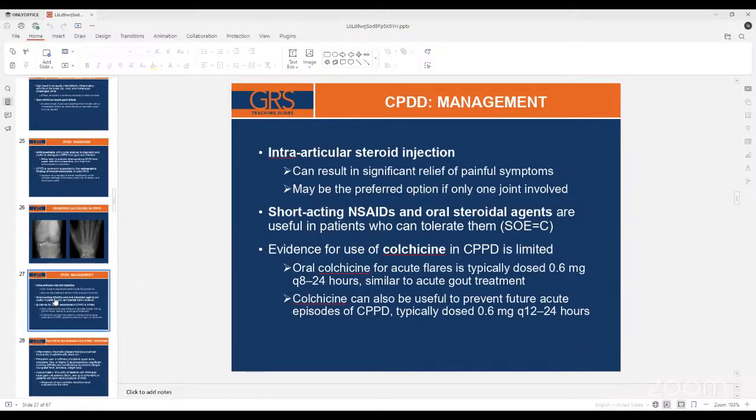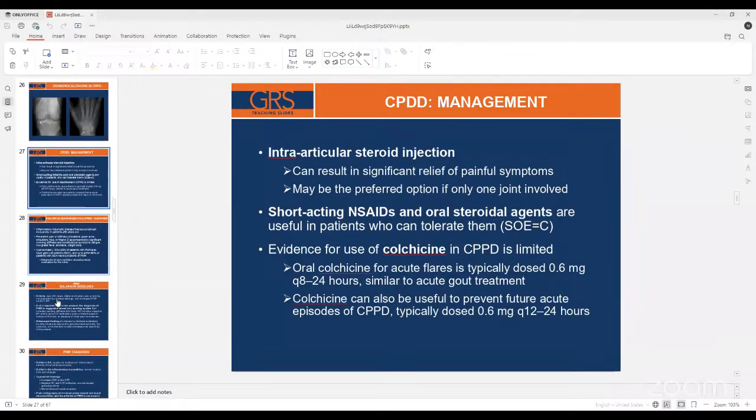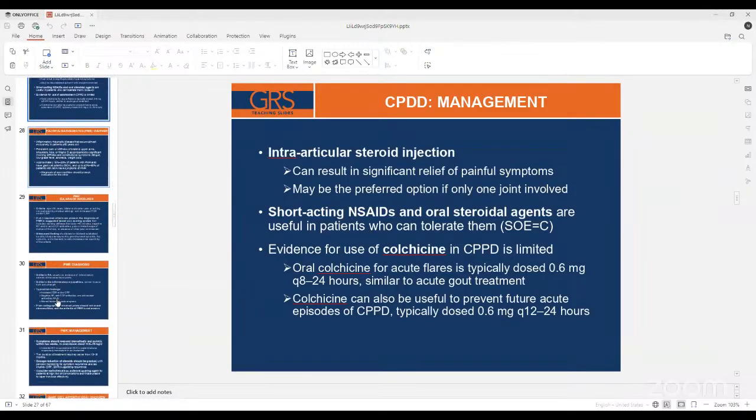The management of CPDD is intra-articular steroid injection. This can result in significant relief of painful symptoms and may be the preferred option if only one joint is involved. Short-acting non-steroidals and oral steroidal agents are useful in patients who can tolerate them. Evidence for the use of colchicine is limited.